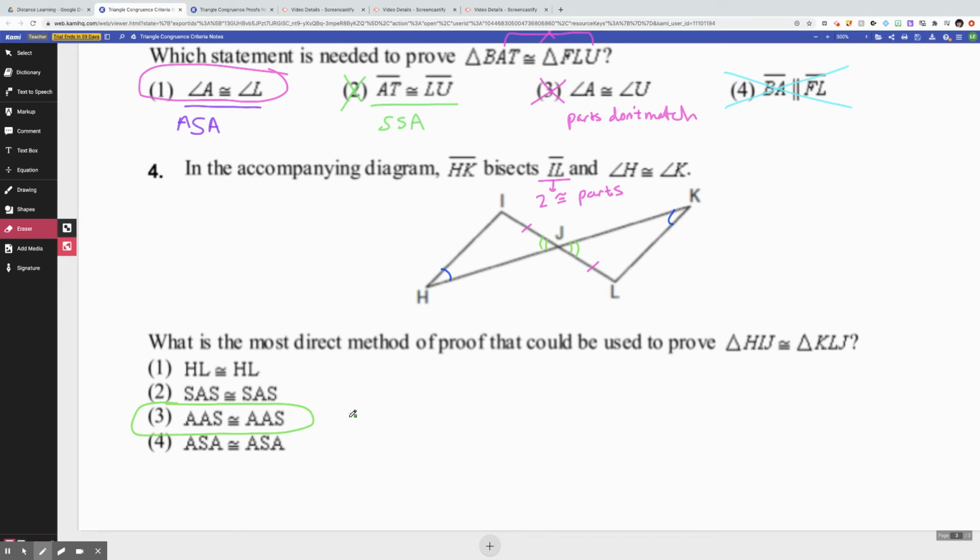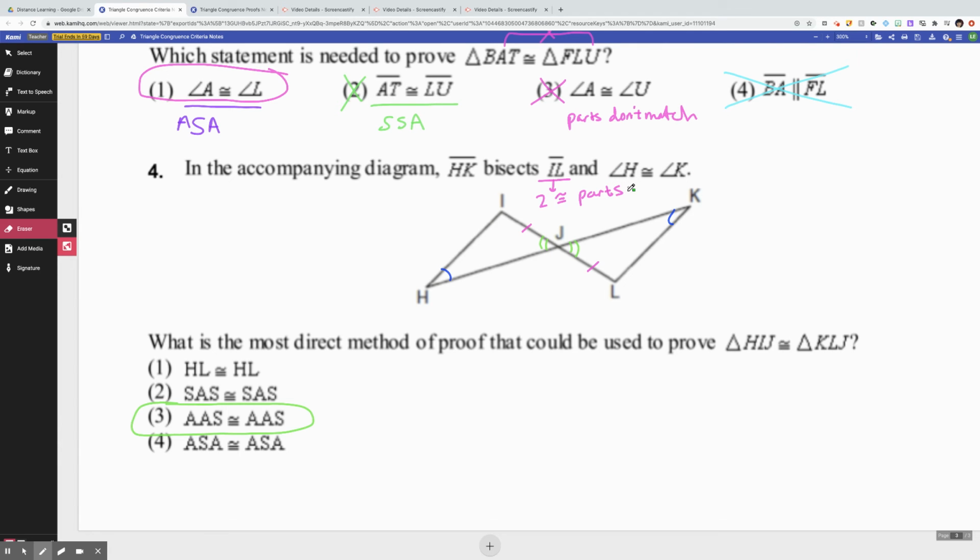All right, y'all. So I hope that you got the same answer that I did, but I'll talk you through how I figured this out. In this picture, I had two pieces of information. They said HK bisects IL, meaning I don't know if HK, that segment, is cut in half, but I know for sure that IL is cut in half. So I can mark IL with its two congruent parts, right? This half IJ and this half JL are the same length, so they're marked with their little congruence marker.